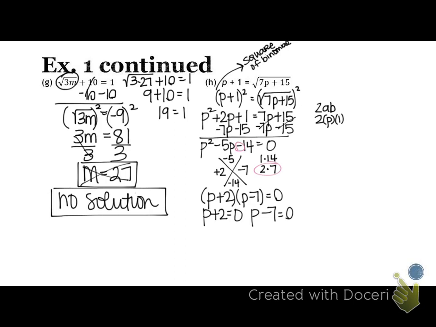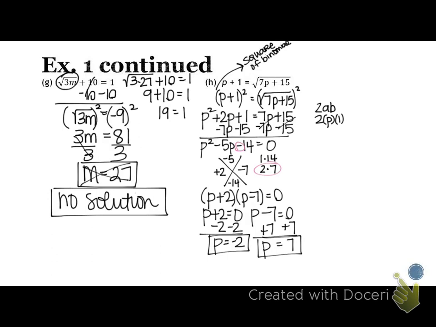How do we solve for the first P? Subtract 2. Good. So P equals negative 2. How do we solve for the second P? We add 7 and P equals 7. Now, are we finished? No, we've got to check both answers.